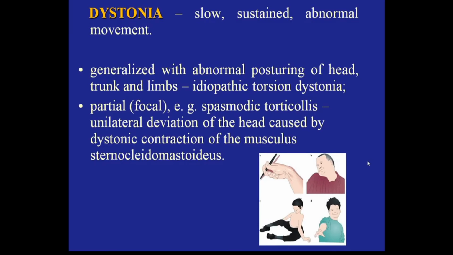Dystonia: slow, sustained abnormal movement. Generalized dystonia with abnormal posturing of head, trunk, and limbs, idiopathic torsion dystonia. Or maybe partial or focal dystonia. Examples: spasmodic torticollis, unilateral deviation of the head caused by dystonic contraction of the musculus sternocleidomastoideus.